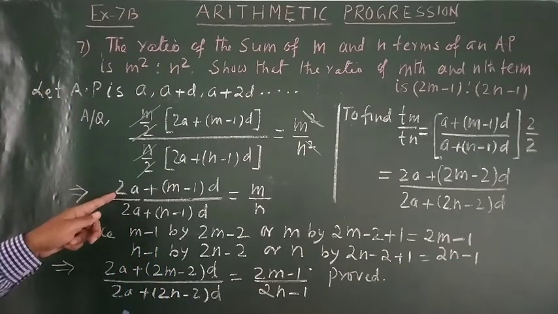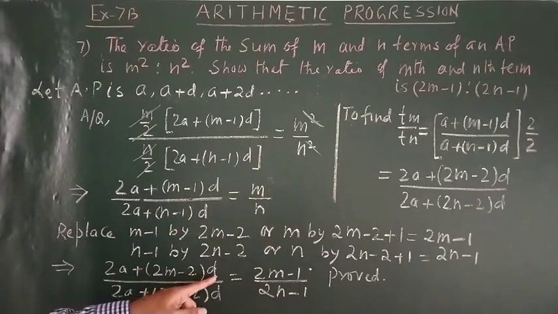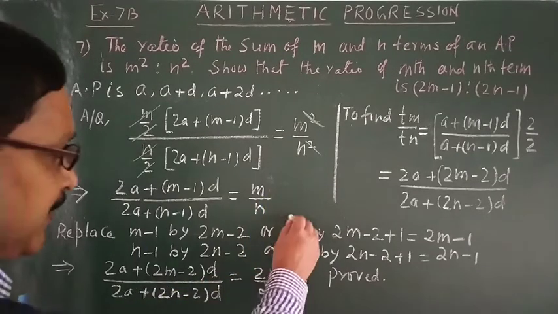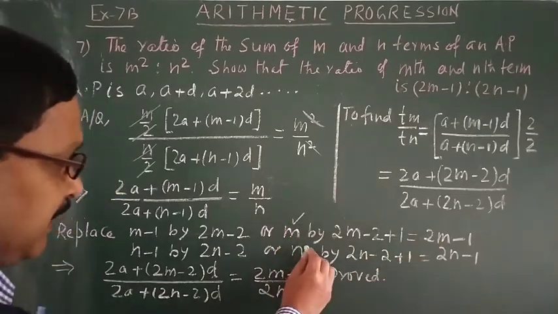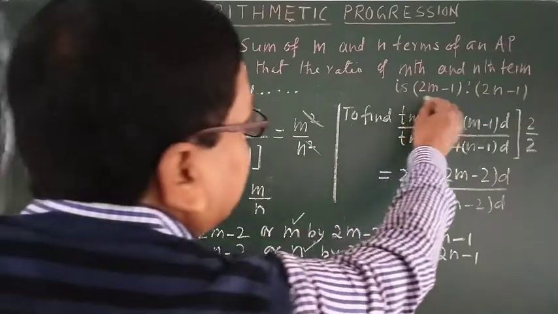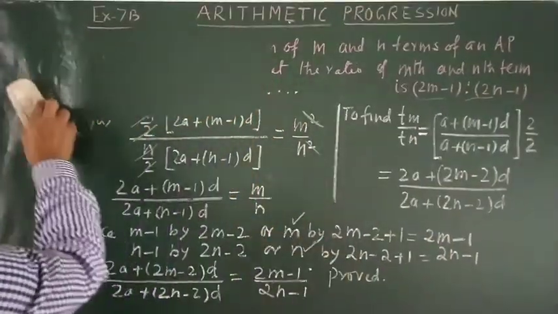After that, this becomes 2a already, and this is replaced by 2m minus 2 d, and this is replaced by 2n minus 2 d, and m by n is replaced by 2m minus 1 over 2n minus 1. So our proof is ready. This is the proof. Now moving toward the next problem.